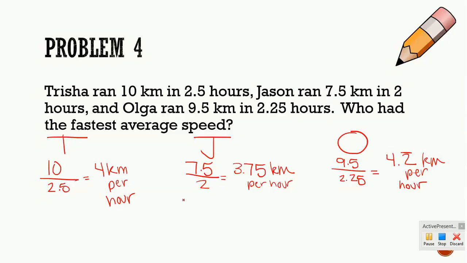So let's take a look. Who has the fastest average speed, aka who's running fastest? So 4 kilometers, 3.75, 4.2. It looks like Olga wins. And that's the end of this video.